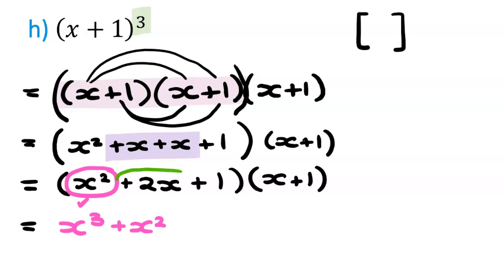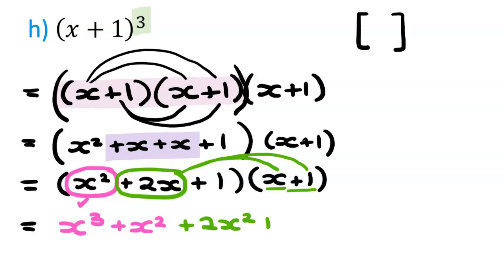We're now going to move to the second term, plus 2x. That plus 2x also wants to multiply with everything in the second bracket. So 2x times x and 2x times 1. So let's do that now. Positive 2x times x is going to be plus 2x squared. And positive 2x times plus 1 is going to be plus 2x. So we can do a tick under that term because that has also multiplied by everything in the second bracket.